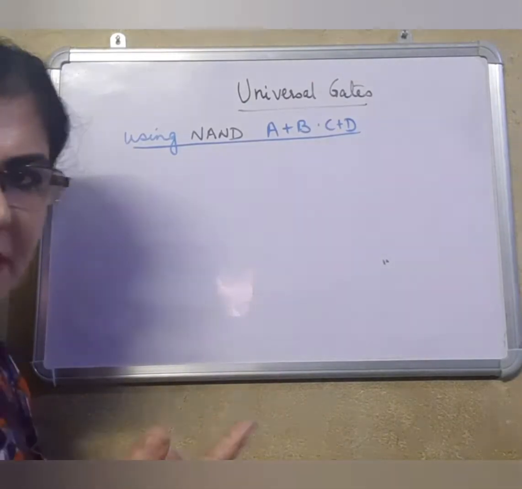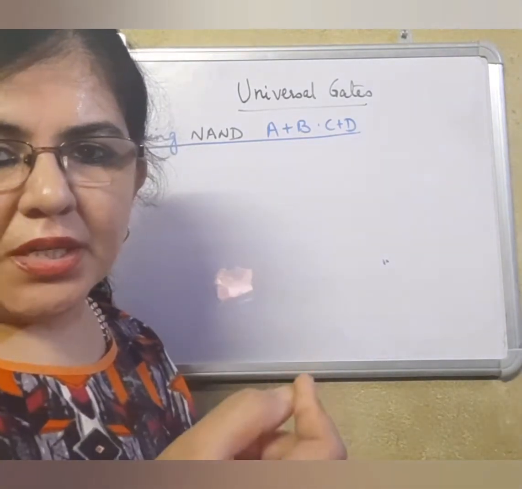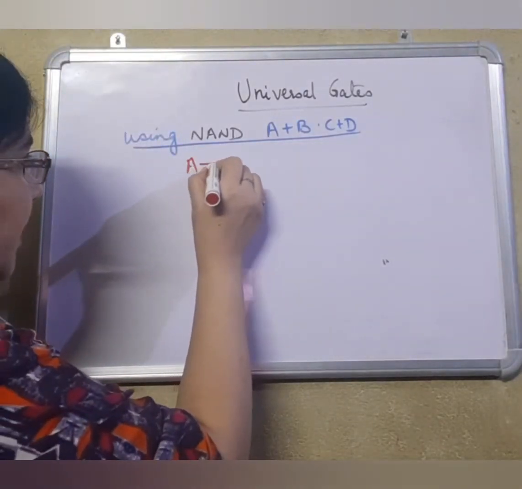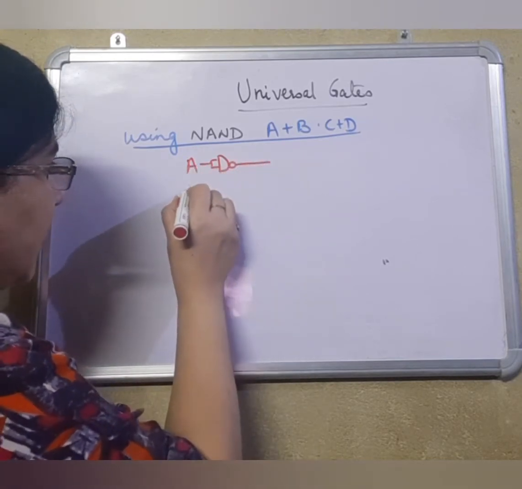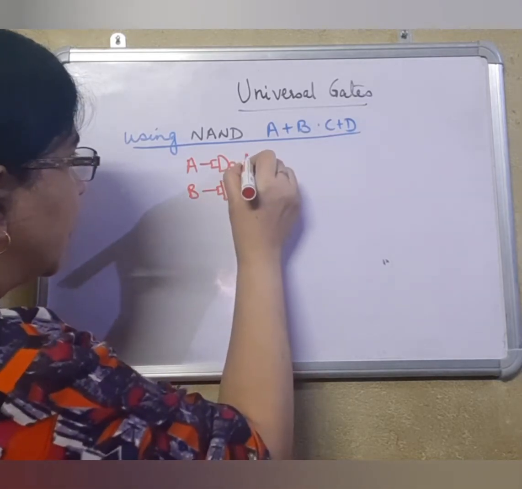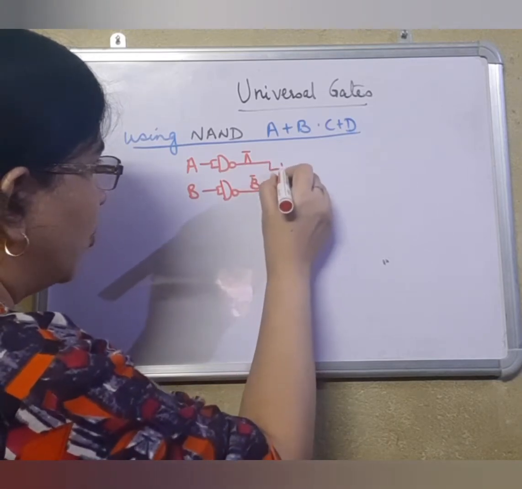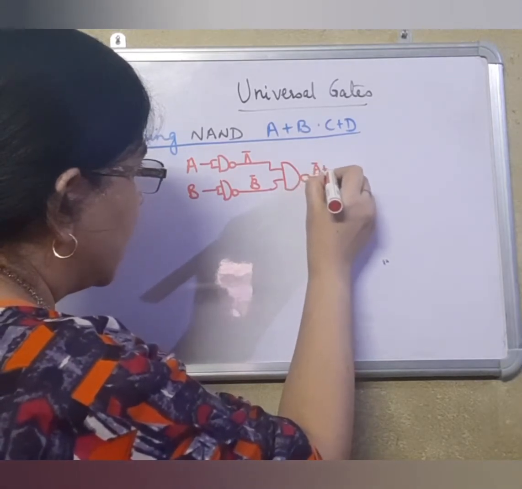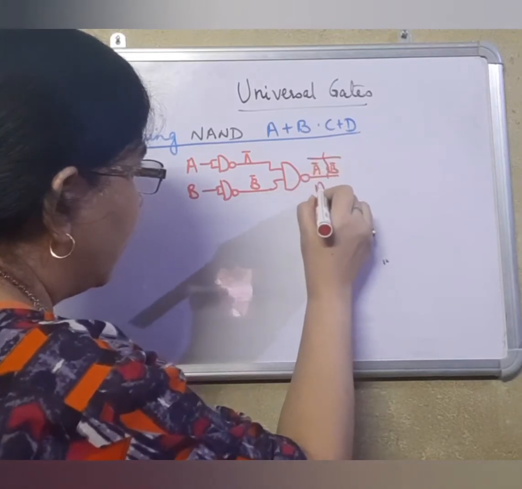Plus, I told you previously a while ago how to make it into a plus. We pass A separately to a NAND gate, B separately to a NAND gate. This becomes A bar, this becomes B bar. Both of them will go here, and we get A bar dot B bar whole bar, which by De Morgan will become A plus B.